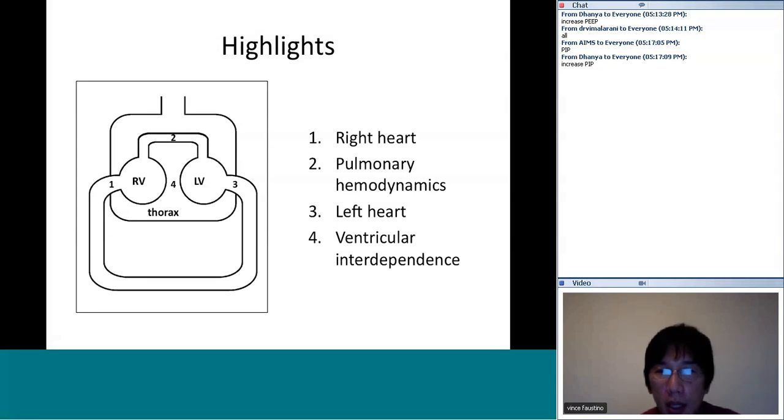As I mentioned earlier, we're going to talk about the right side of the heart, pulmonary hemodynamics, left side of the heart, and ventricular interdependence. One thing that's important to remember is that all the cardiac structures are inside the thorax, such that anything that's going on in the thorax will affect cardiac hemodynamics. In fact, more importantly, it's the intrathoracic pressure that affects your hemodynamics in this system.